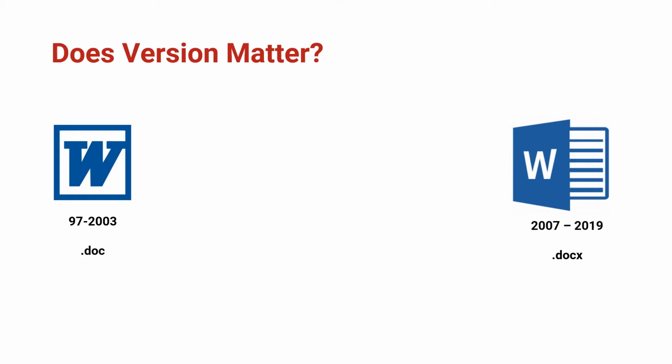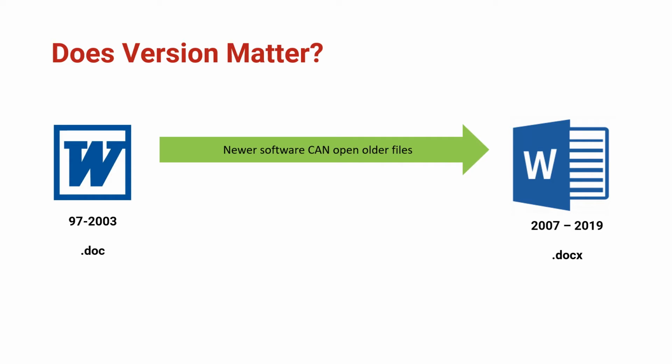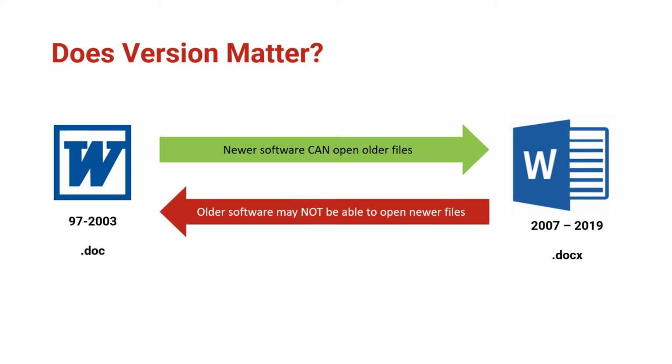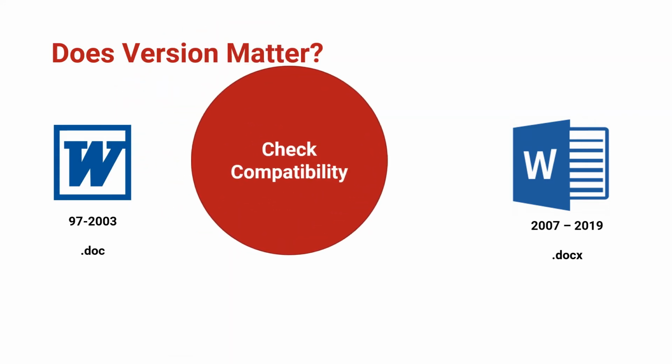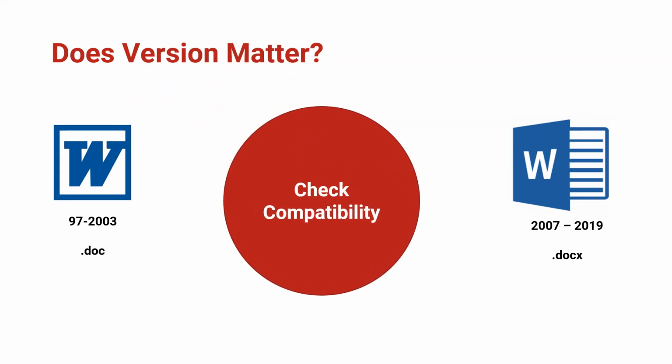Newer versions of Word can open older Word files, but older versions of Word may not be able to open the newer files. If this becomes an issue for you, there's an interesting tool in Word called Check Compatibility. You should check for compatibility issues if you're unsure what version of software will be used to open your document, or when you are sending your newer Word document to someone using an older computer.